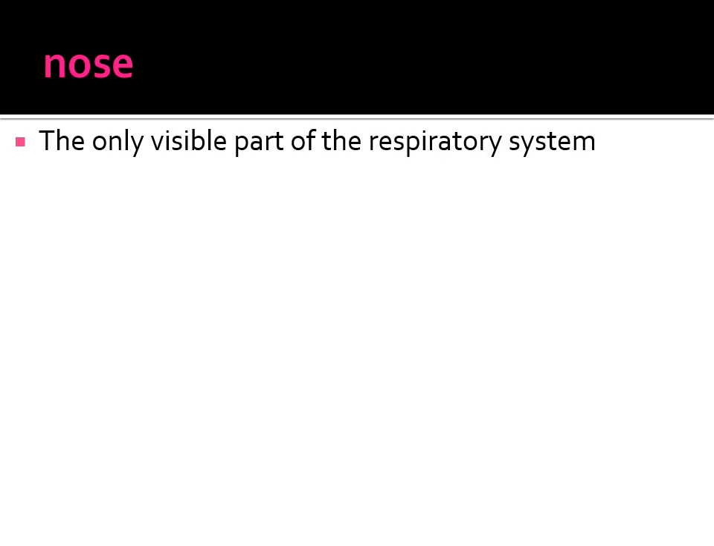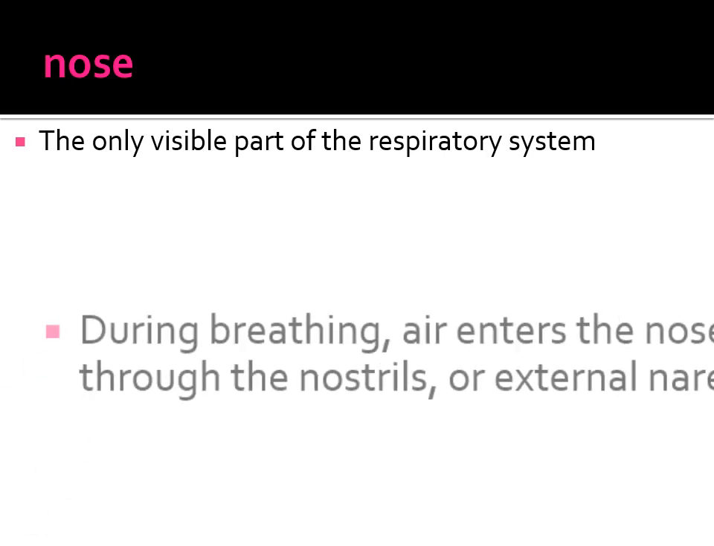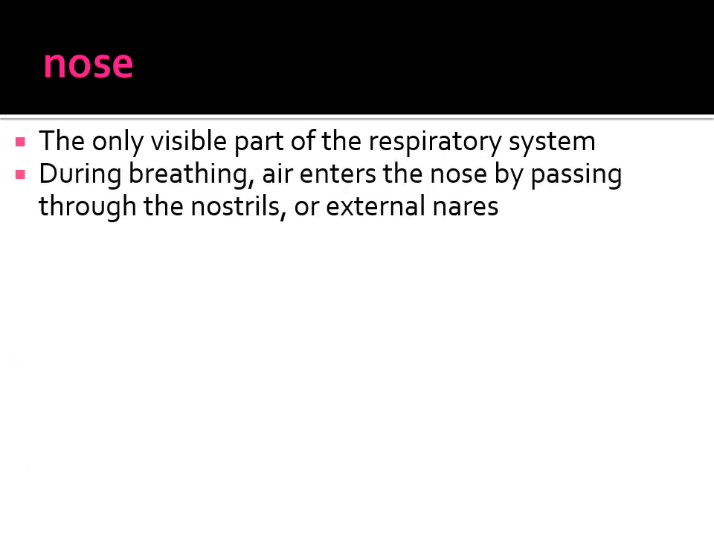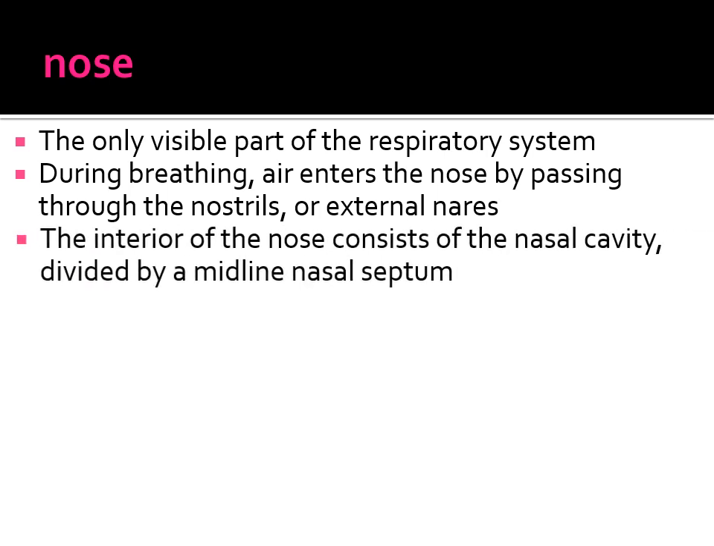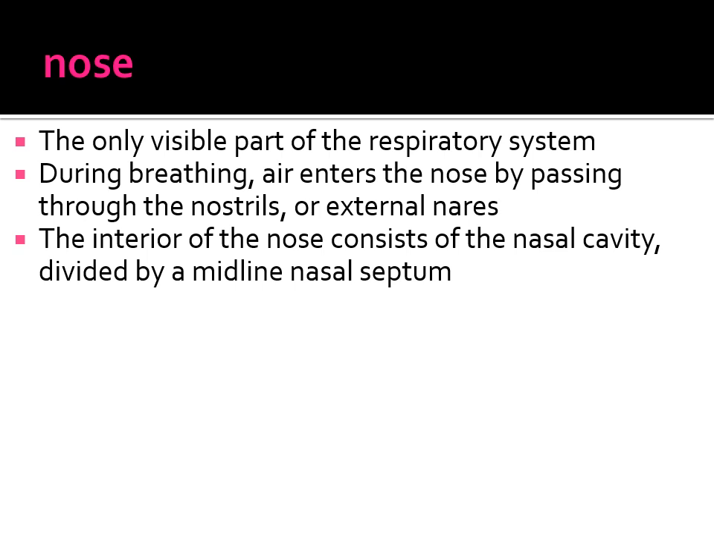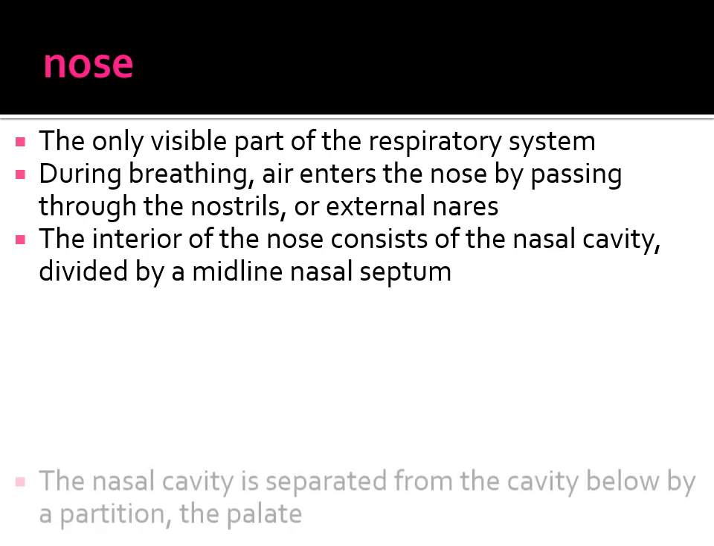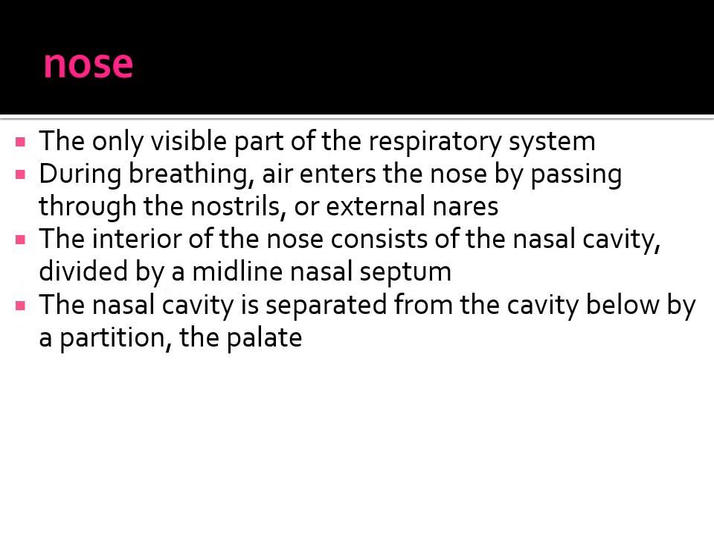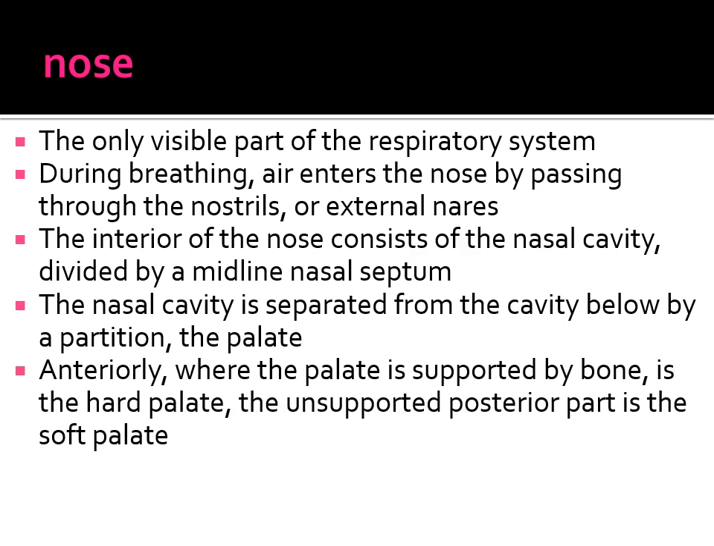The nose is the only visible part of the respiratory system. During breathing, air enters the nose by passing through the nostrils or external nares. The interior of the nose consists of the nasal cavity divided by a midline nasal septum. The nasal cavity is separated from the cavity below by a partition, the palate. Anteriorly, where the palate is supported by bone, is the hard palate. The unsupported posterior part is the soft palate.